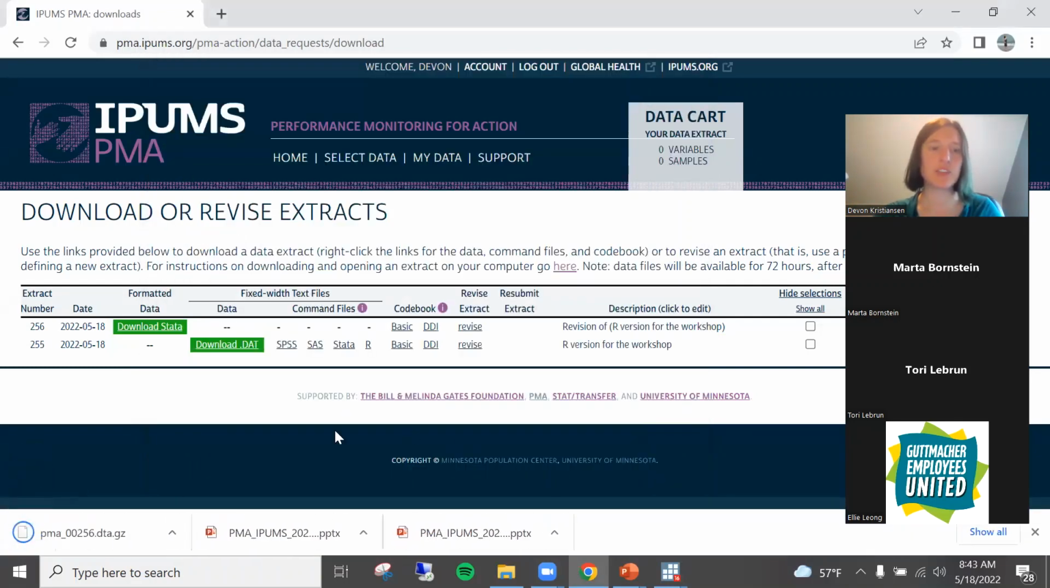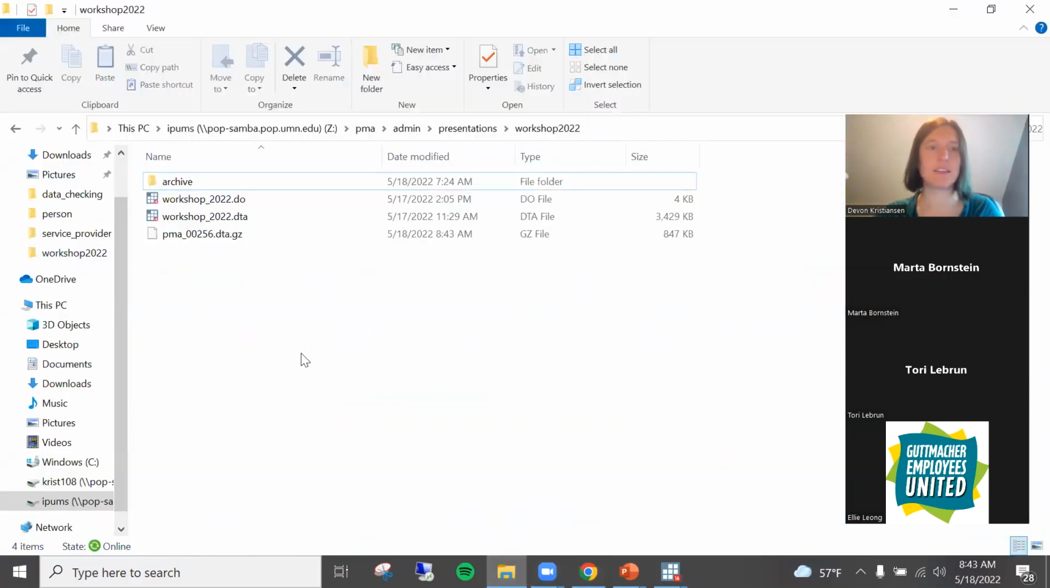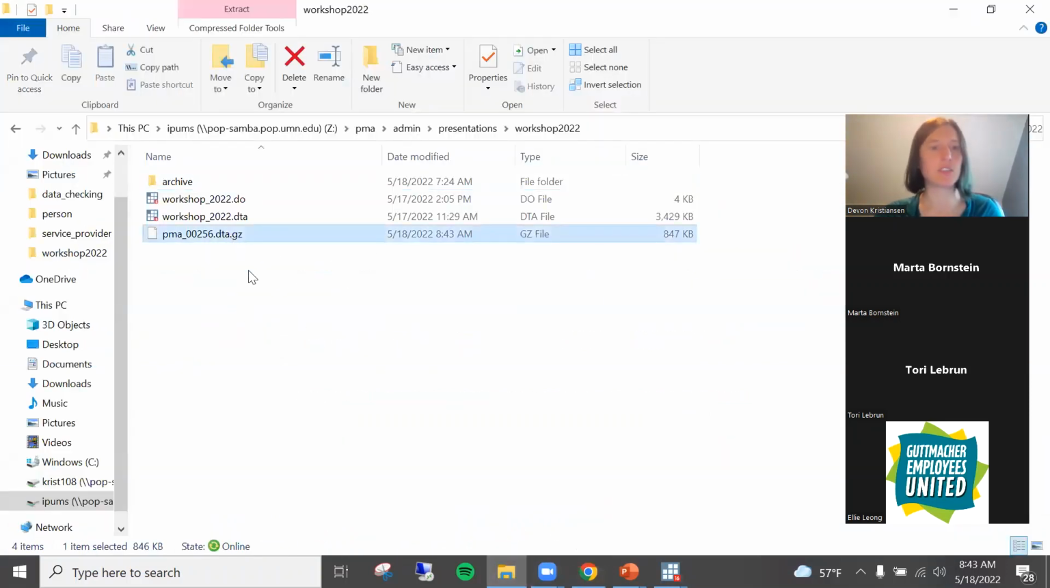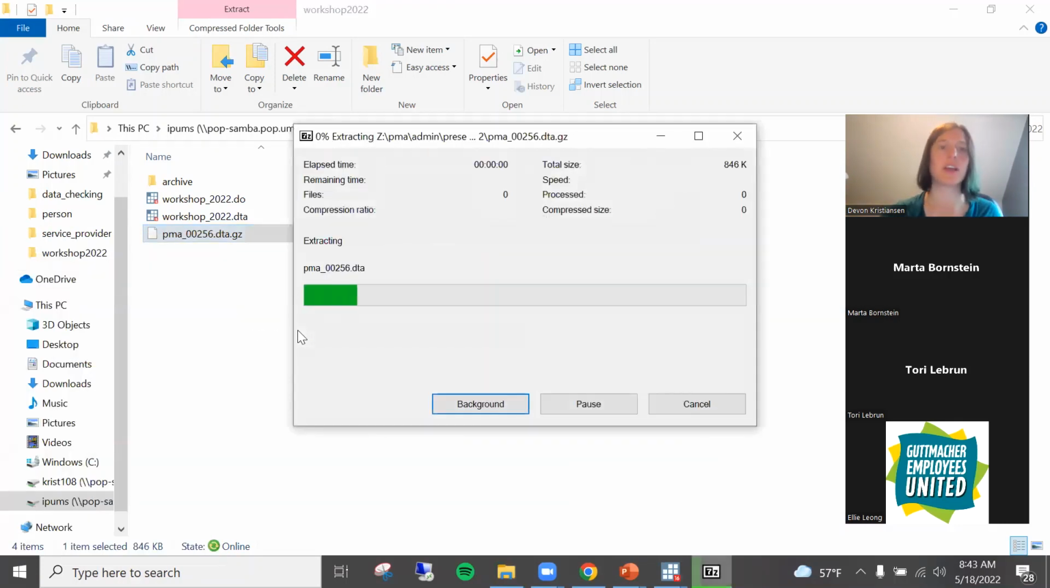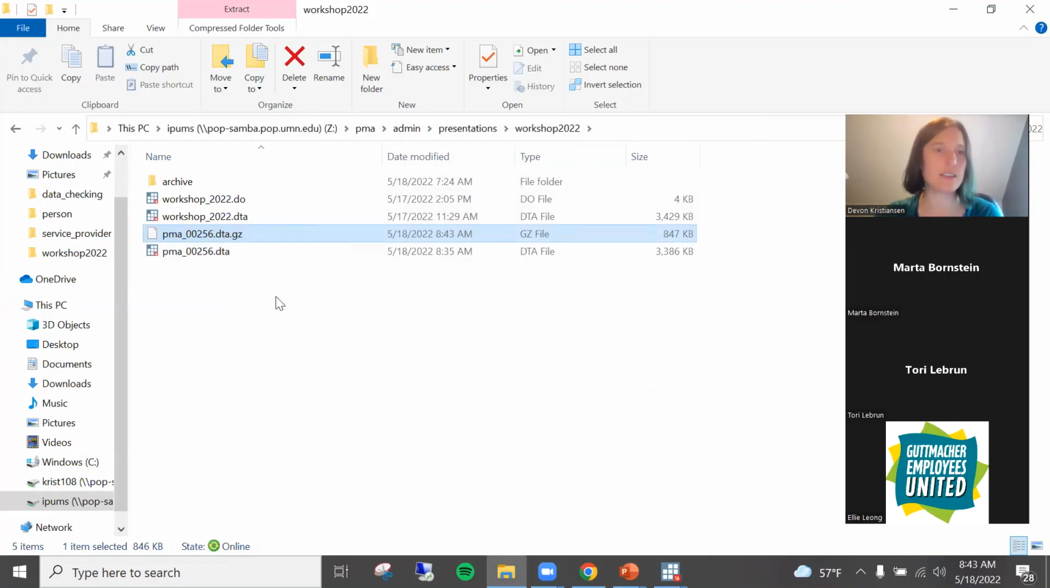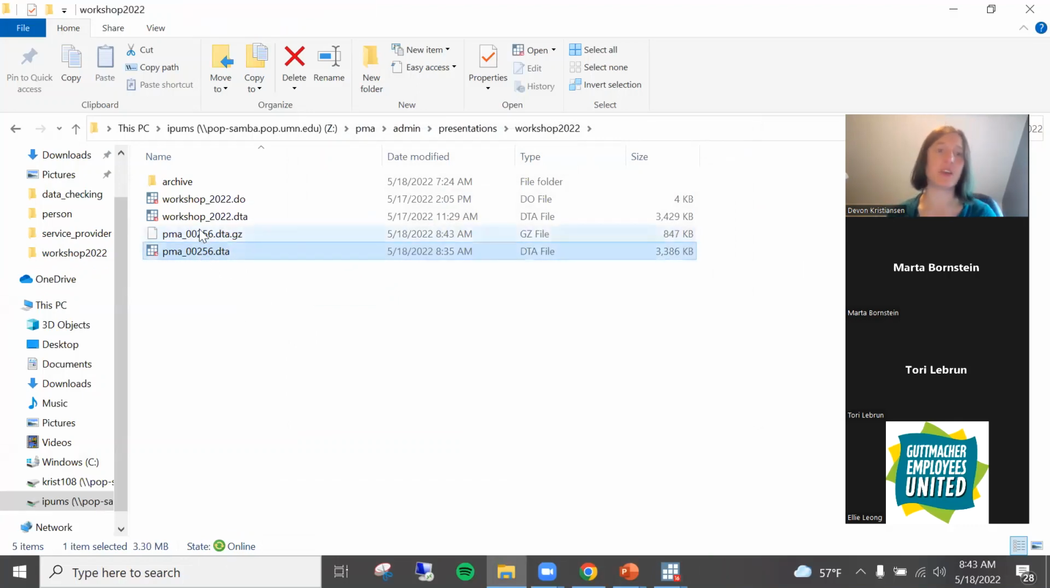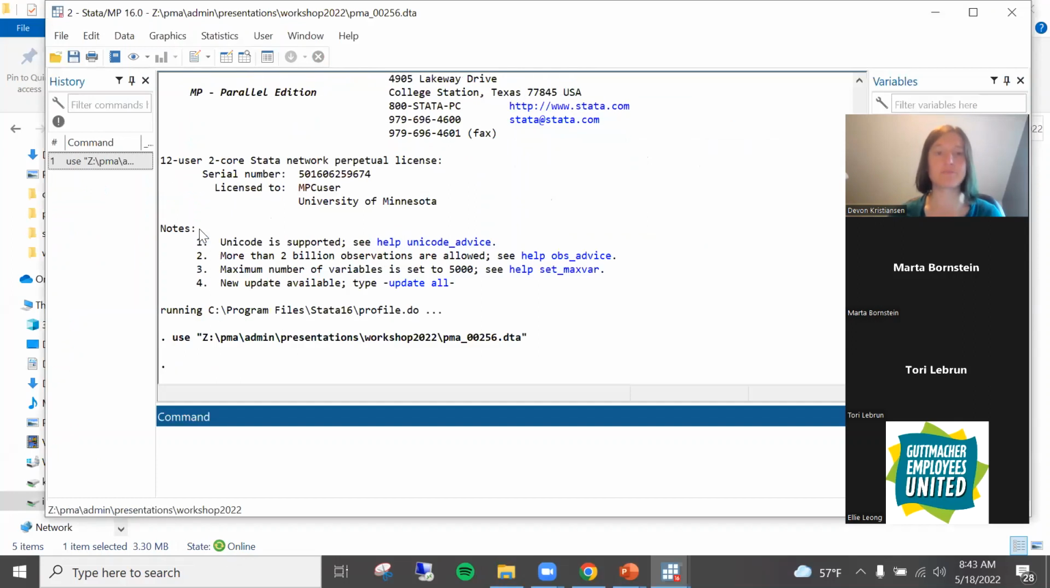And you'll notice that the data will be in a .dta.gz format. So that just means it has been compressed to save space, make it easier to download. And I like to use a decompression software called 7-zip. It's free, it's easy to use. So I'm going to extract my data, and then I can open it right up in Stata.